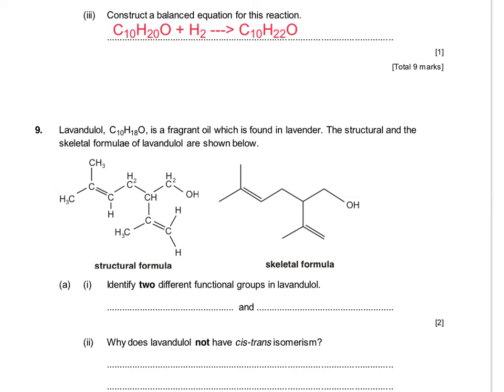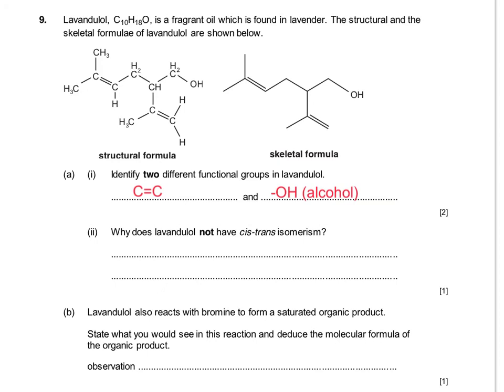So the next one is another example of an applied question, lavandulol, another weird and wonderful compound with lots of different things on it. So let's have a look at that one, shall we? Move the page up so we can see it a bit better. The 2 functional groups are C double bond C and OH, but alcohol. So don't forget to say alcohol.